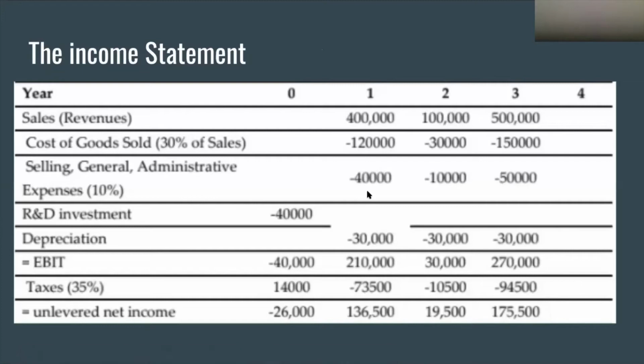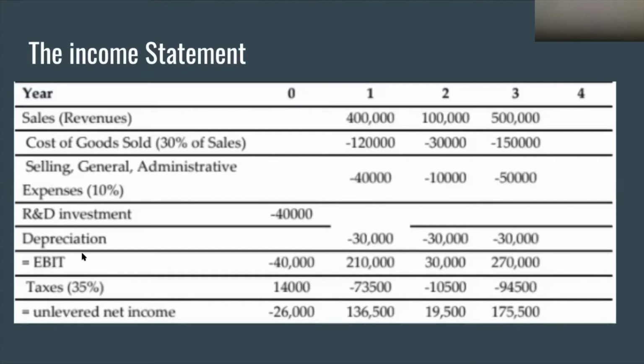As I said in the beginning, we know that the sales for years 1, 2, and 3 are 400,000, 100,000, and 500,000 respectively. We know that the cost of goods sold is 30% of the sales, so we just calculate and put it under. We know that selling, general, and administrative expenses are 10% of the sales. We know that the R&D investment at year 0 was 40,000, and that it could be deducted against other revenues that the company had, so it is part of the income statement. We know that the depreciation was distributed equally throughout the years, and that the initial cost was 90,000.